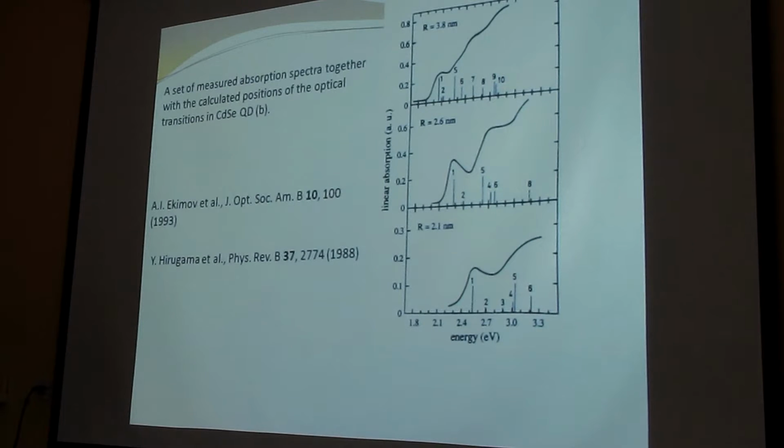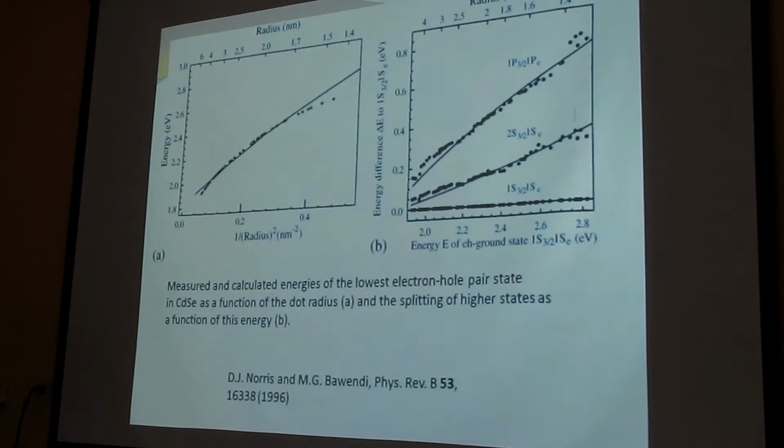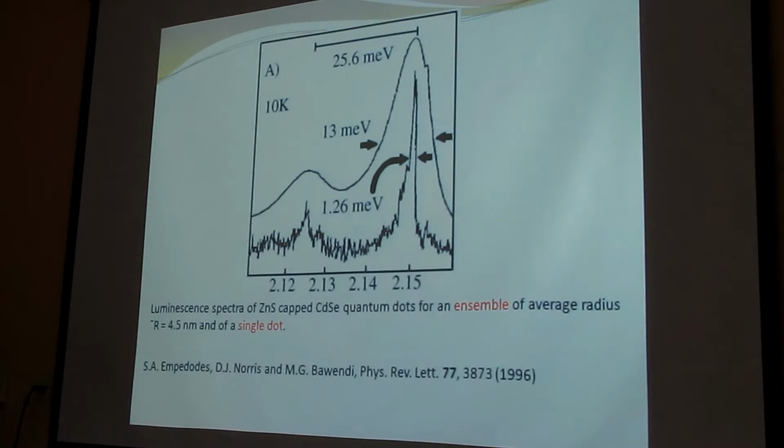What you could also do is plot the splitting of maybe the first and the second levels as a function of the position of the first level, and this is shown here. One over the radius squared is the first level. You see here the increasing quantization when you go to smaller radii, with 1 over the radius squared, and then the energetic distance from the first level to higher levels as a function of the position of the first level. So this is also relatively well understood.